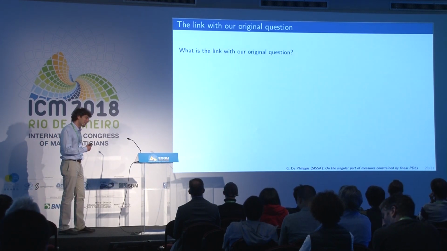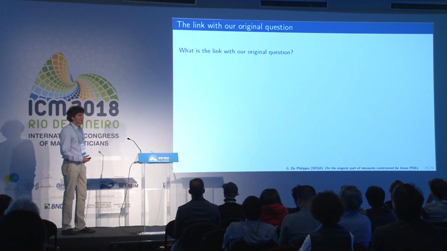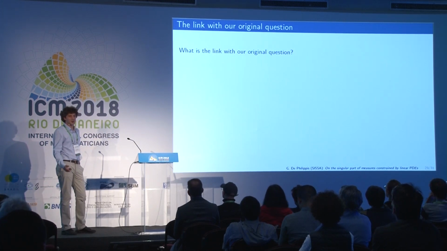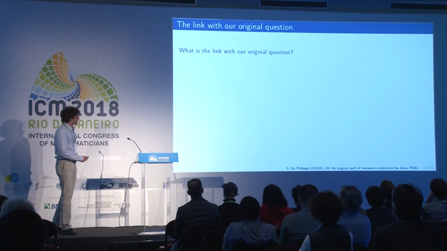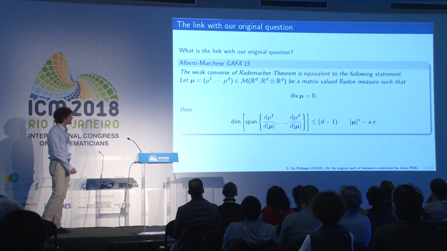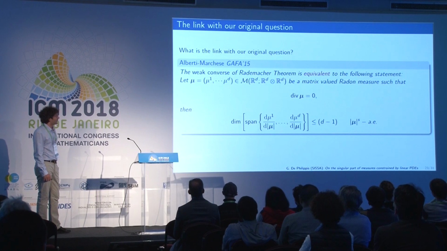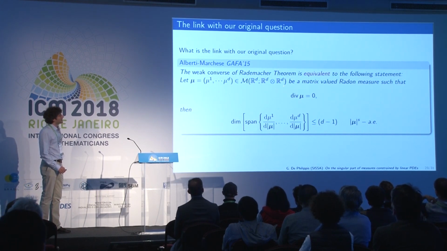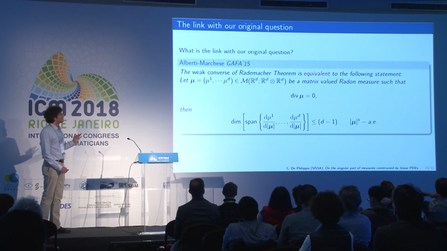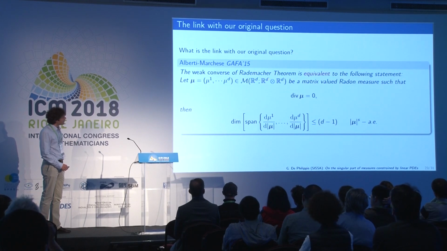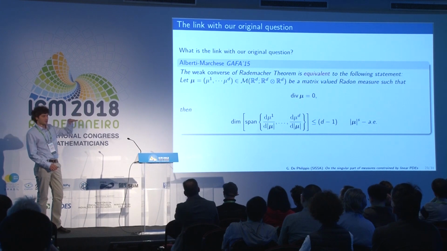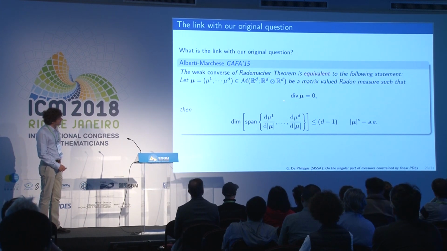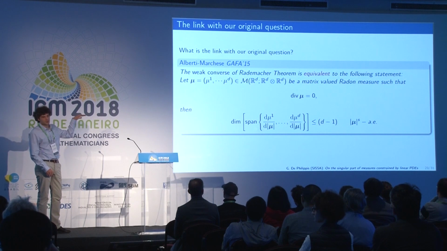Okay, but what is the link of all of this with our original question of understanding the structure of measures which satisfy a differential constraint? The link comes from a very nice result of Giovanni Alberti and Andrea Marchese, which says that the weak converse of Rademacher theorem is equivalent to the following statement. If you take a measure mu which is matrix valued, so you have d vector valued measures, and it satisfies that the divergence of mu is 0, for instance row-wise.